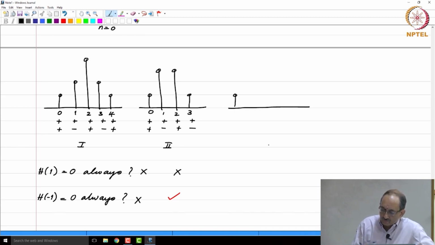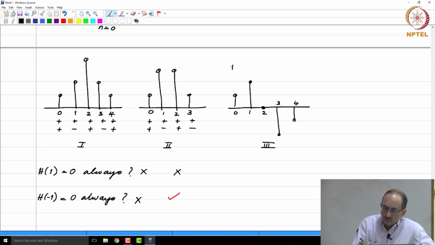Now, we are looking at type 3. Type 3 is odd symmetry and odd length. Therefore, if the first sample is 0, the last sample has to be like this. If this is like this, this will be like this, 2 and 3. Center sample of course is 0 because of the odd symmetry.